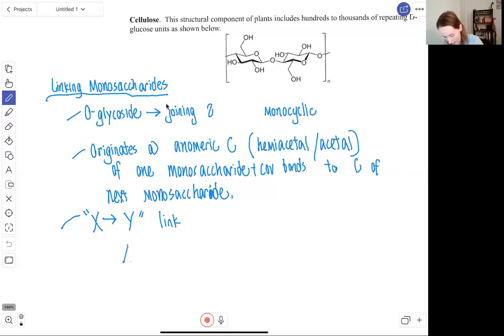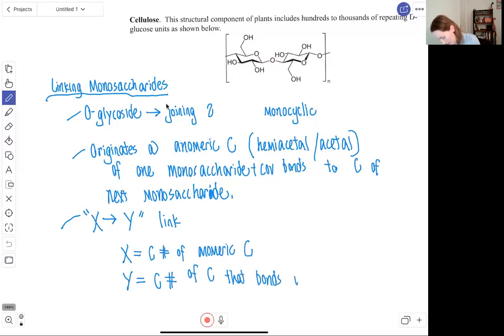And we fill in the X number there with the carbon number of the anomeric carbon. So the carbon that originates as an anomeric carbon, that's the hemiacetal carbon, carbon number 1 if we're dealing with an aldose. And then the Y number is the carbon number of the carbon in the second sugar unit, the sugar unit that it joins to, of the carbon that bonds with the anomeric oxygen.